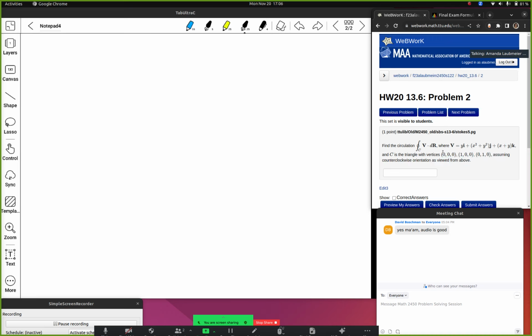So if we check out this vector field and curve, this is a closed curve, and if I sketched it, here's my z, my x, and my y. It goes between 0, 0, 0, 1, 0, 0, and 0, 1, 0. So it's this triangle shape right here.